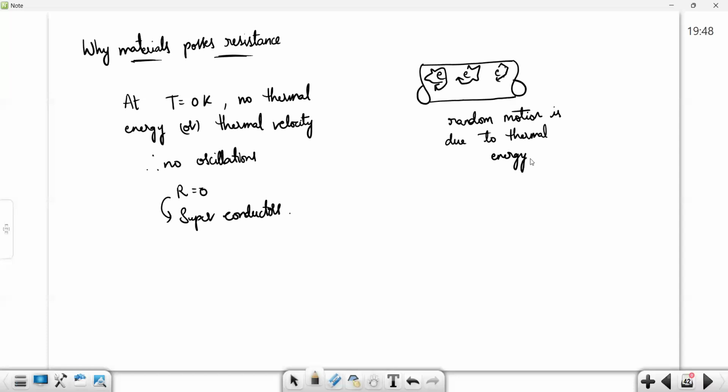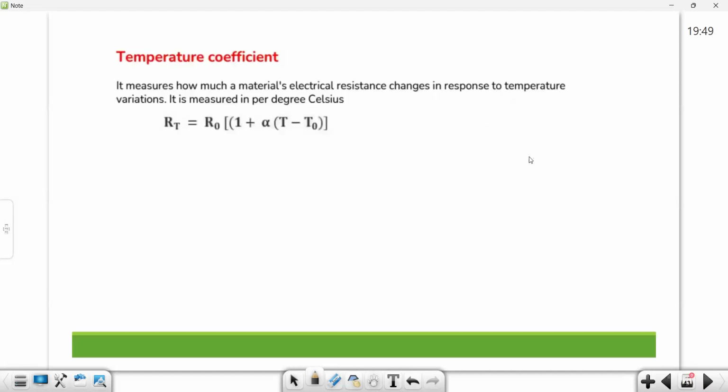Okay. And this thermal energy will be equal to 0 at T is equal to 0 Kelvin. So at T is equal to 0 Kelvin, resistance will be 0 and it behaves as a superconductor. Fine. Is it clear? Okay.